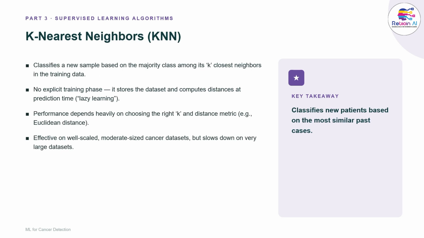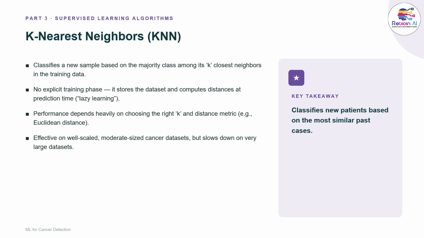KNN, that is K nearest neighbors, might be the most intuitive algorithm we cover. Yes, to classify a new patient, KNN looks at the K most similar patients already in the training data. That is, similar based on feature values, and takes a majority vote among their diagnoses. Set K to 5 and it finds the 5 most similar past patients and goes with whatever the majority were diagnosed as. There's no real training phase.